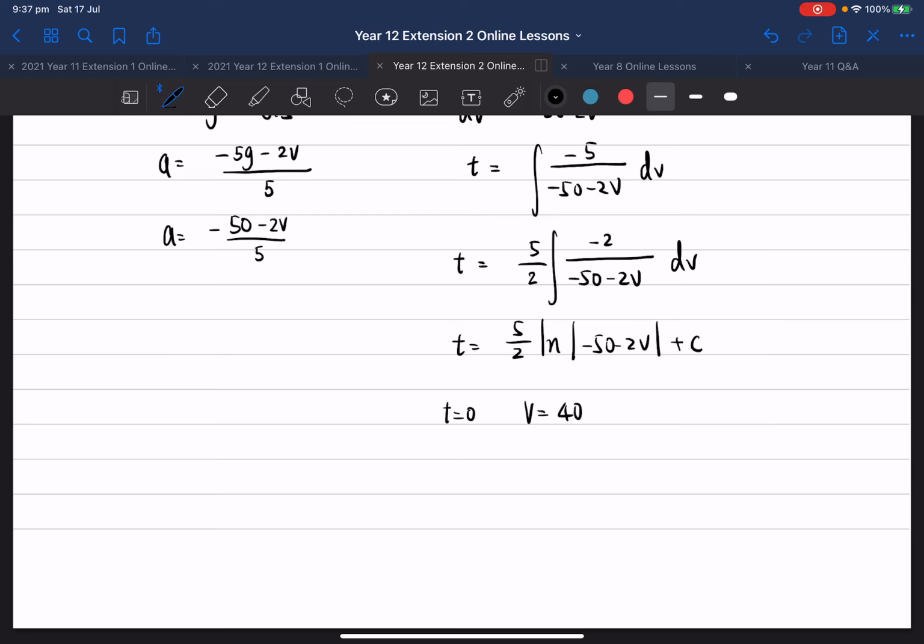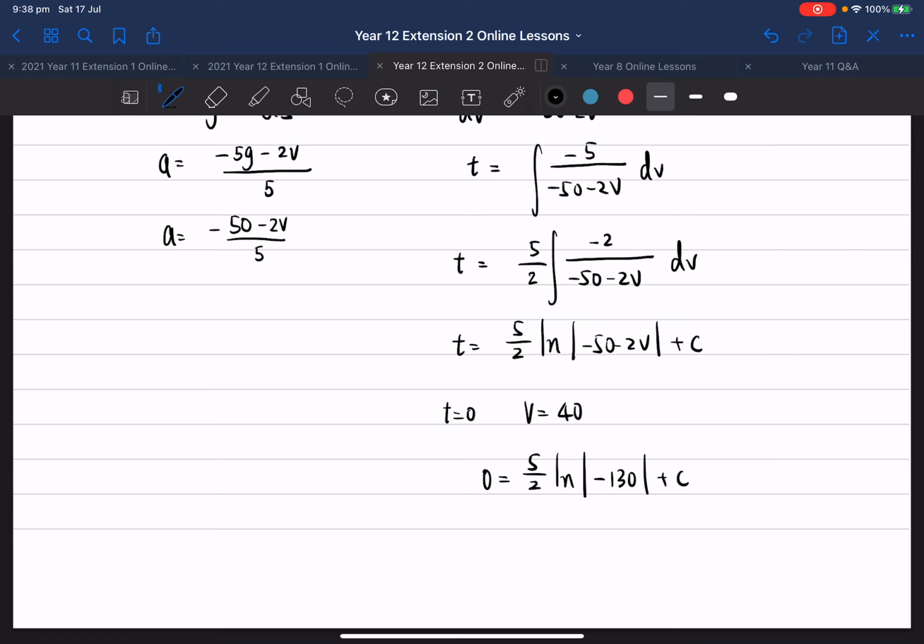All right, let's do that. So 0 is equal to 5 over 2 ln. Let's put a 40 inside. That is a pretty large number. If you put a 40 inside, negative 100 and let's see, negative 130. Yes, I know how to do the question. Negative 50 minus 80 is negative 130 plus c.